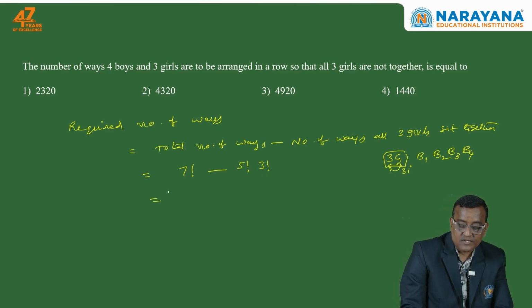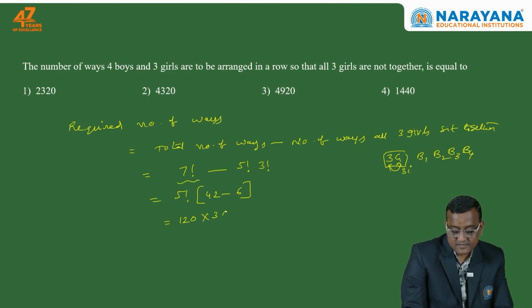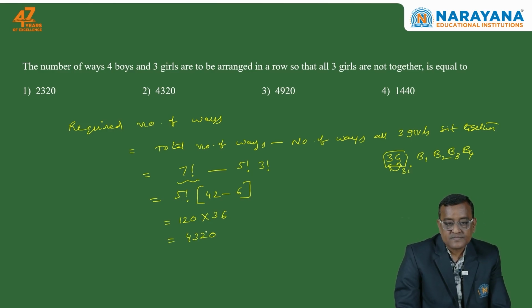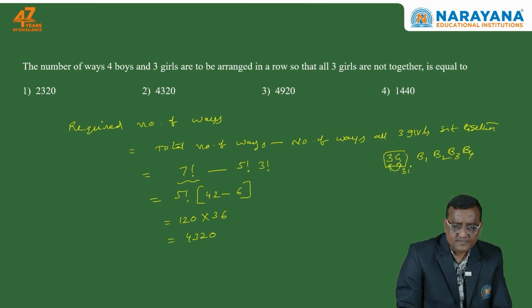If you simplify this, take 5 factorial common from these two. If you take 5 factorial from the 7 factorial, it is 7 into 6, 42, minus 3 factorial, that is 6. This is 120 into 36. This will give 4320. It's a very simple question.